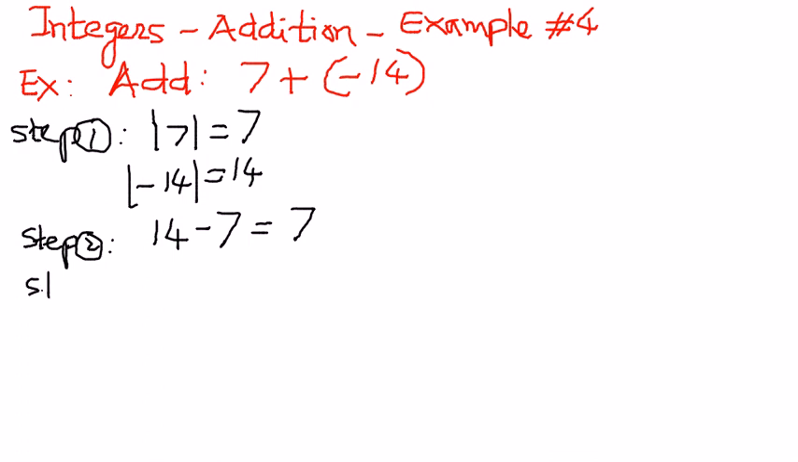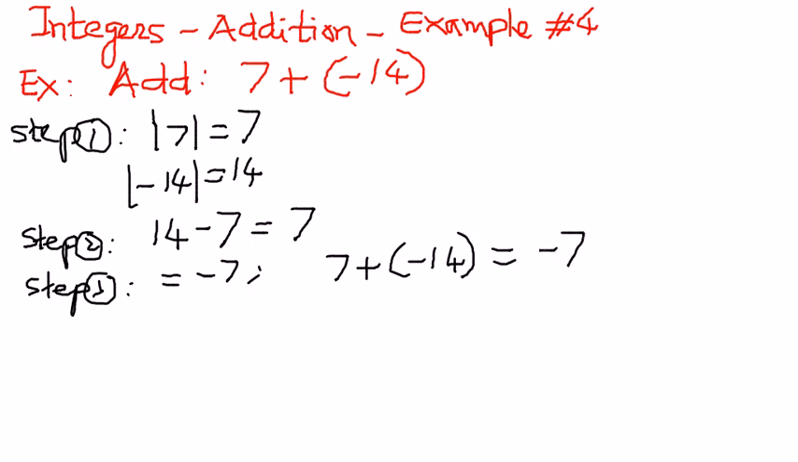And as the next step, we're going to attach the sign of the addend with the largest absolute value. What is the sign we have for the largest absolute value? We have a negative sign, so we're going to say negative 7, or the way we want to write it out is as follows: 7 plus negative 14 is going to be equal to negative 7. So negative 7 is our answer. That is how we want to understand this process.